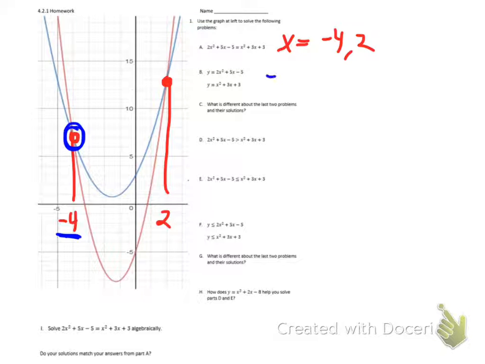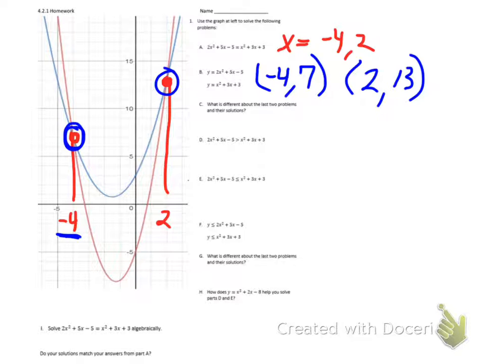So then we have the coordinate point -4, 7. And we also have this coordinate point up here, which again, the x value is 2, but now the y value is 13. So the solution to problem B are now coordinate points. That's what problem C here is getting after. The difference about the last two problems and their solutions: one variable equation, two variable system of equations. If there's more than one variable, we want to have our answer demonstrate that.